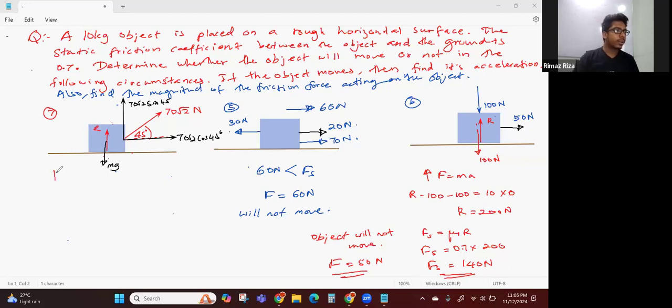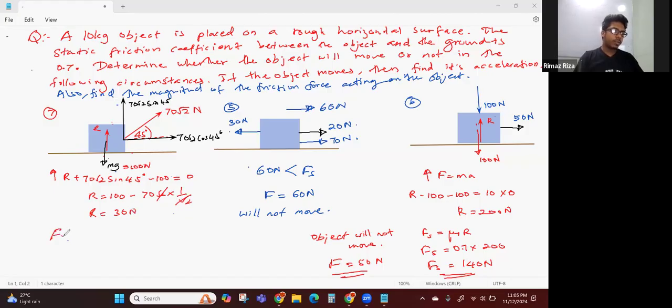So I can find R by considering vertical equilibrium. In the upward direction we have R plus 70 root 2 sine 45 minus mg, which is 100 Newton, equal to 0. Therefore R equals 100 minus 70 root 2 into sine 45, which is 1 over root 2. So root 2 cancels. So R equals 30 Newton.